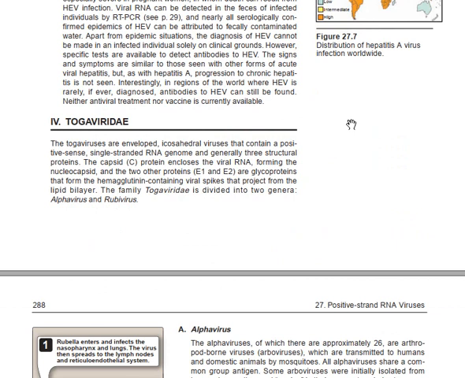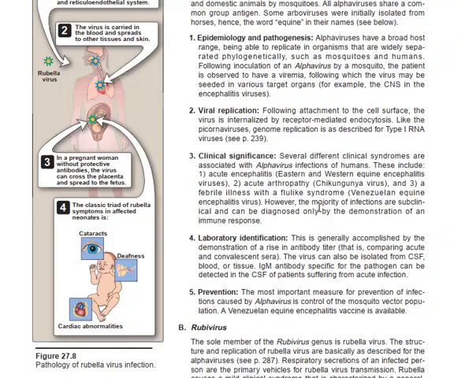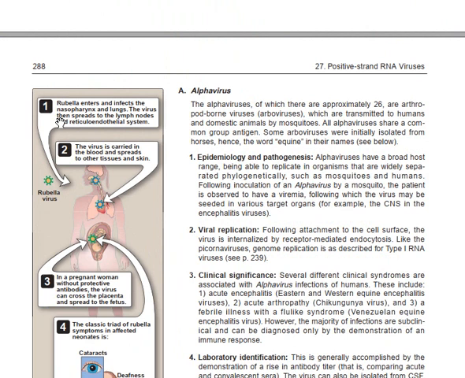Now, Togaviridae, we have the alpha family, so alphavirus. So what's the pathology of rubella virus, which is among those in the alphavirus? Now, we need to know that rubella is going to enter and infect your nasopharynx and your lungs, just like varicella. The virus is going to spread to the lymph node and the reticuloendothelial system, in the case of a primary viremia. Now, the virus is going to be carried in the blood and spread to the other tissue and skin, in the case of a secondary viremia.